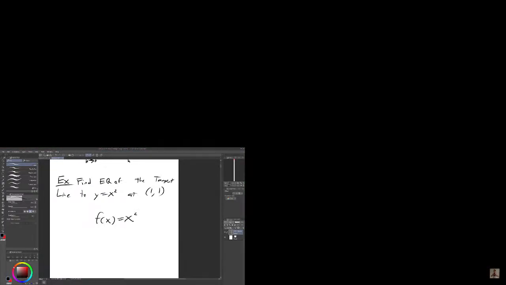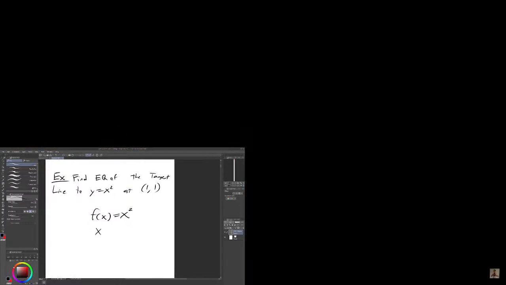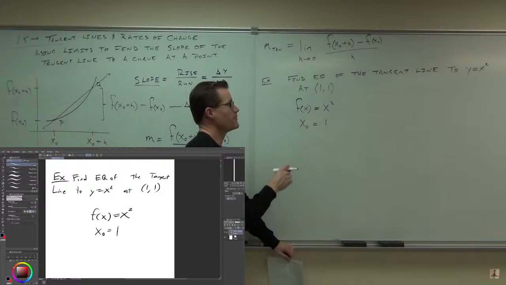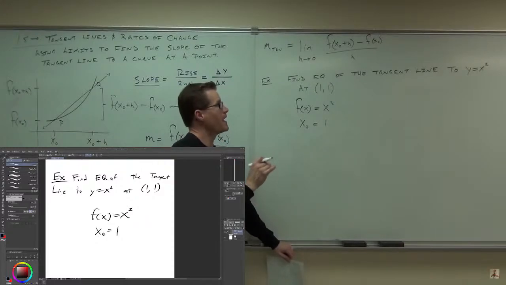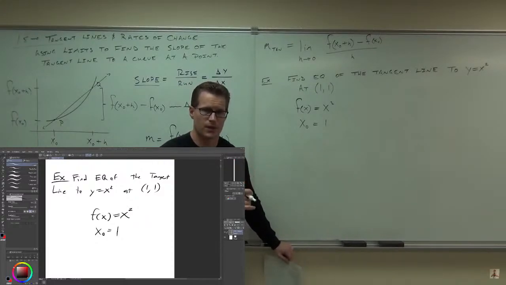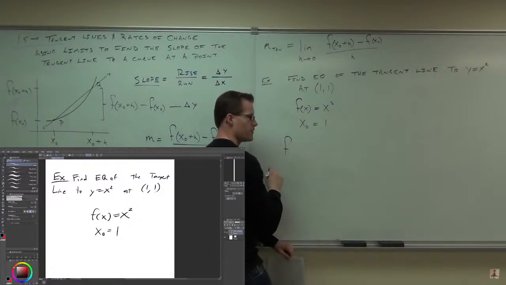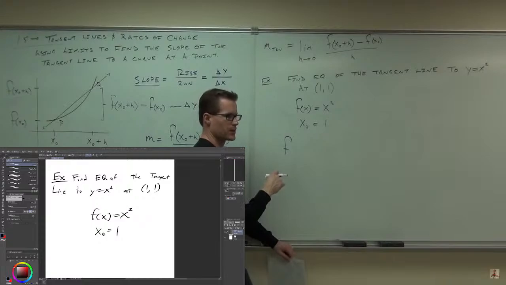You okay with this so far? Now I'm going to encourage you to do a couple things before you just blindly plug this stuff in. I want you to find the f of x sub 0 plus h and the f of x sub 0 independently. So in our case, we want to find f of x sub 0 plus h.